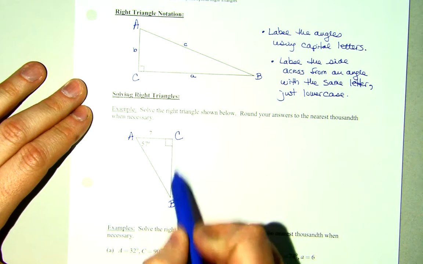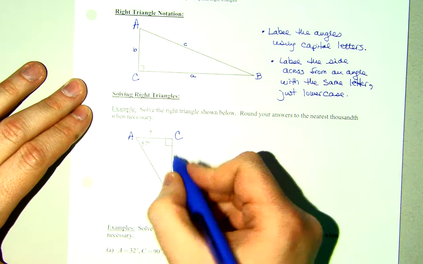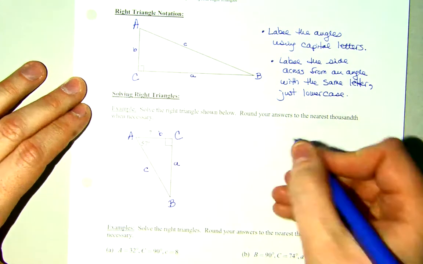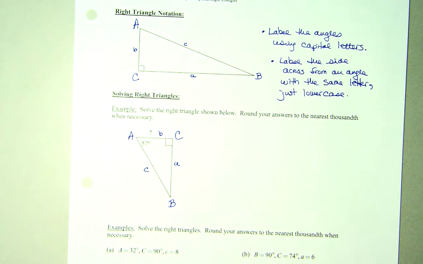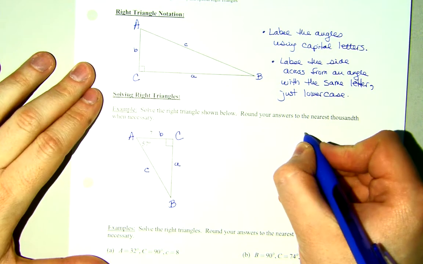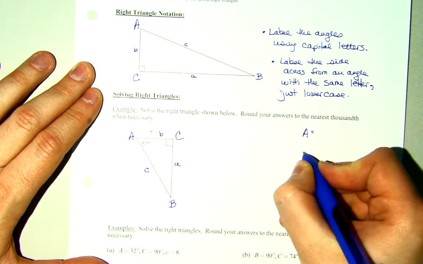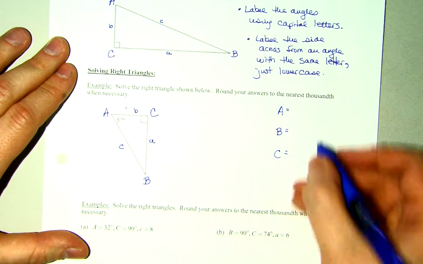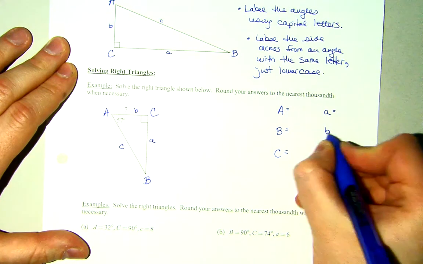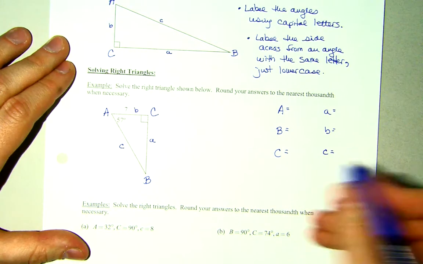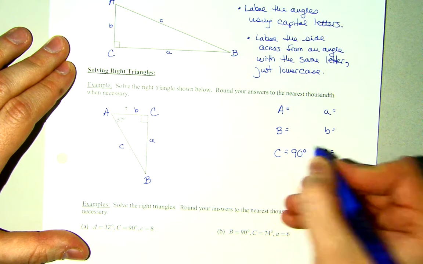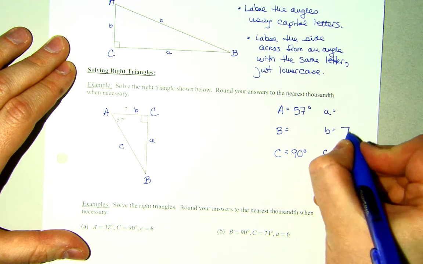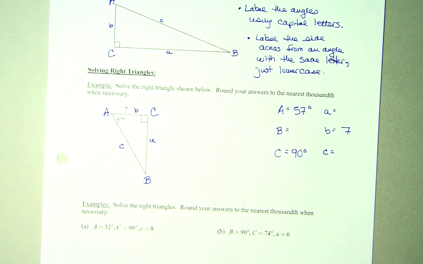What's this one? Little a. And this one? And this one's little b. By the time we're done, we want to know what all the sides and all the angles are. And I'm going to make a list on the side. Capital A, capital B, capital C, little a, little b, little c. I already know some of this. I know capital C is 90 degrees, and capital A is 57 degrees, and little b is 7. So I only have 3 things to find.